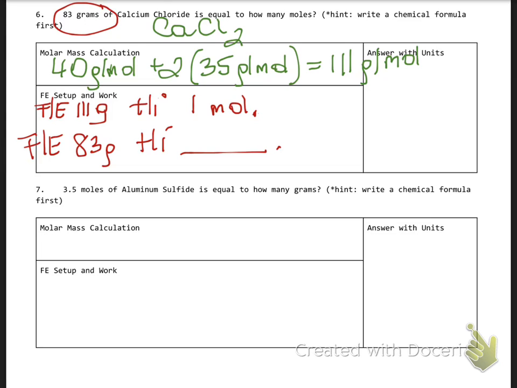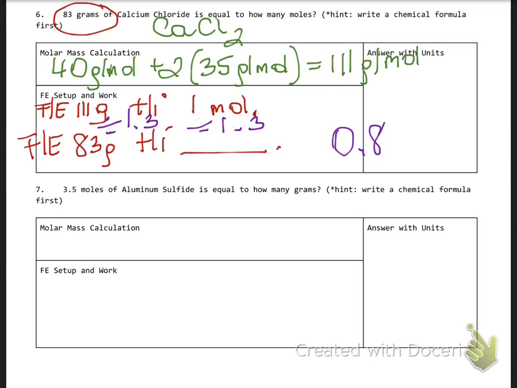In order to solve this problem, I need to find a way to go from 111 to 83. Since I'm going from a bigger number to a smaller number, I am going to divide, and in this case, I'm going to divide by about 1.3. But then I have to do the same thing to the other side of the equation. So I'm going to do 1 divided by that same factor, which is 1.3. And when I plug that into my calculator, I should come up with a number about 0.8.